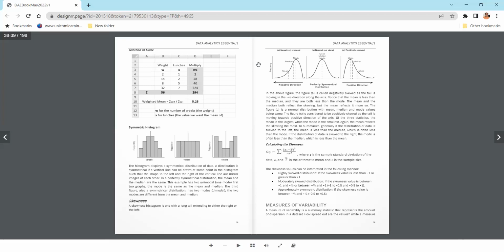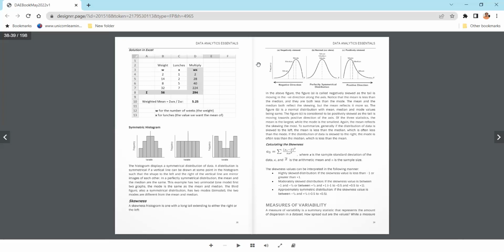Negative direction. Minus x, correct. Negative and on the x-axis, so minus x. When you go towards the right side, it means going towards positive x side, right? So now if you see the first graph, the tail is going towards left. It means that you're going towards minus x side, correct? So going towards minus x will make your graph negatively skewed. Going towards right side will make your graph positive. Right side means positive x-axis, right? You are going in positive x direction. So we call it a positively skewed graph.